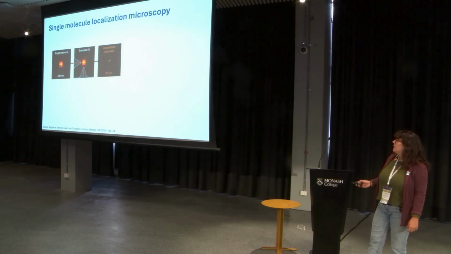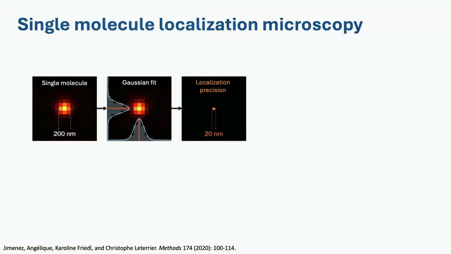But what happens if I ask you, okay, if you have this single molecule, where is the center of this single molecule? I hope you say, okay, it's more or less here, right, in the center of this. So we can model the image of the single molecule with what's called the Airy disk function. It's super similar to a Gaussian, so we can fit this with a Gaussian, and we can estimate the center of this Gaussian with a localization precision of 20 nanometers. So we go from an image of 200 up to 20 nanometers.